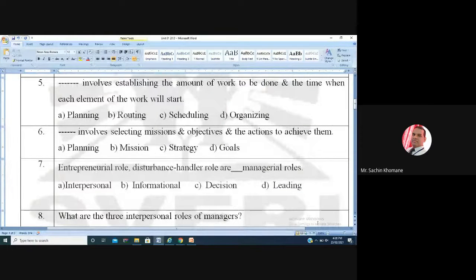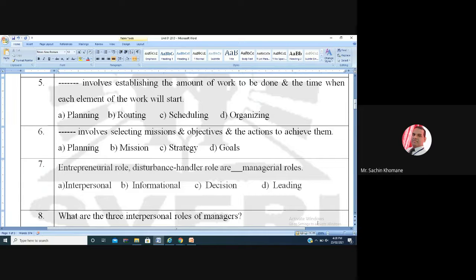Seventh question: entrepreneurial role, disturbance handler role are dash dash managerial roles. Here take the meaning: if a disturbance happens in the organization, which role plays a very important part? That is the meaning of this question. The options are interpersonal, informational, decision, leading. Friends, a little confusing question.